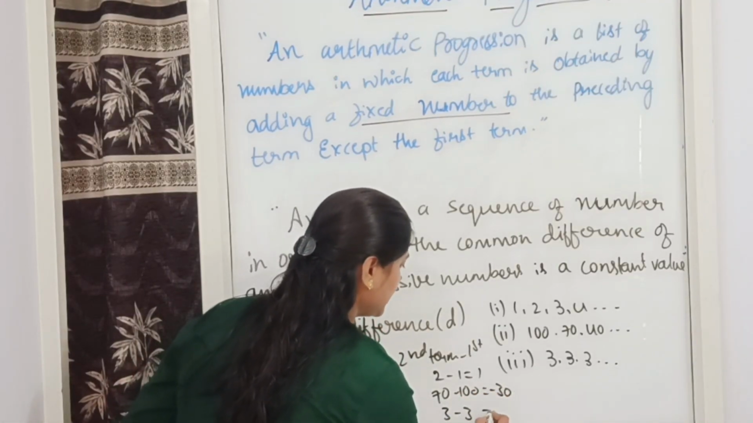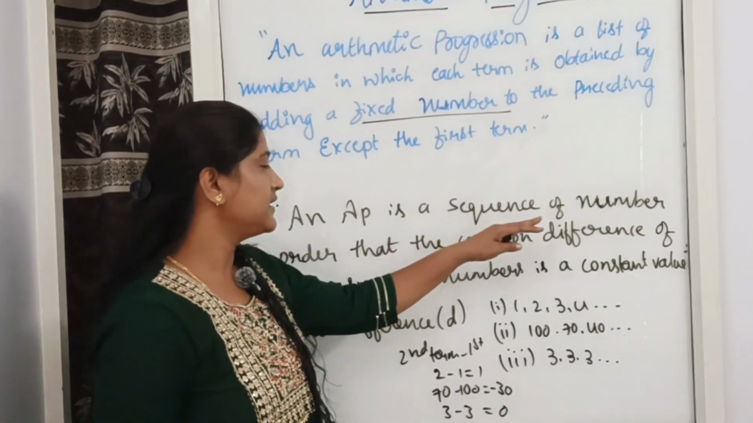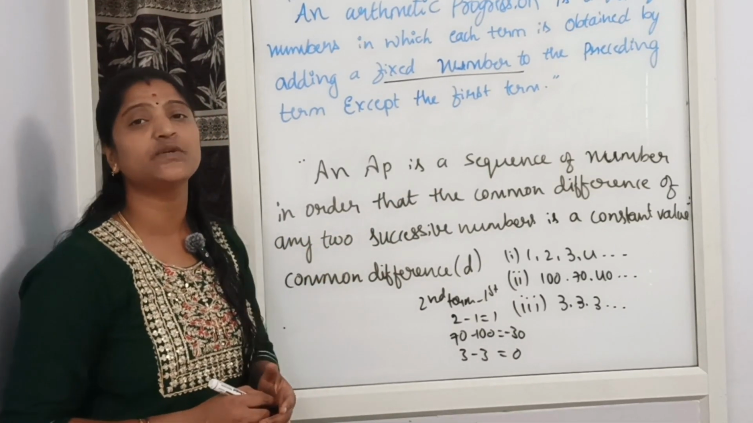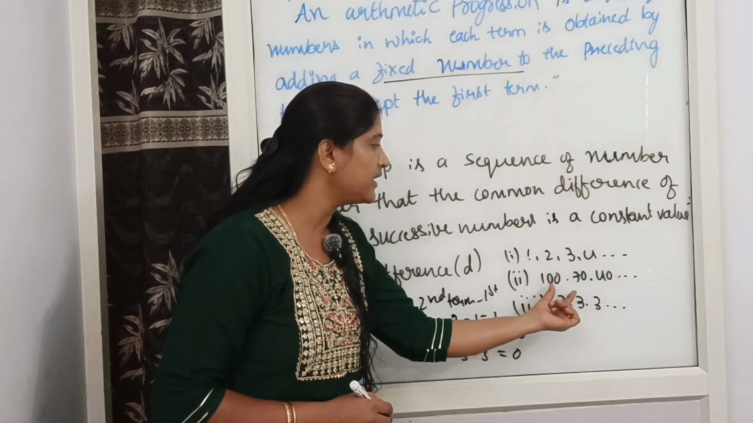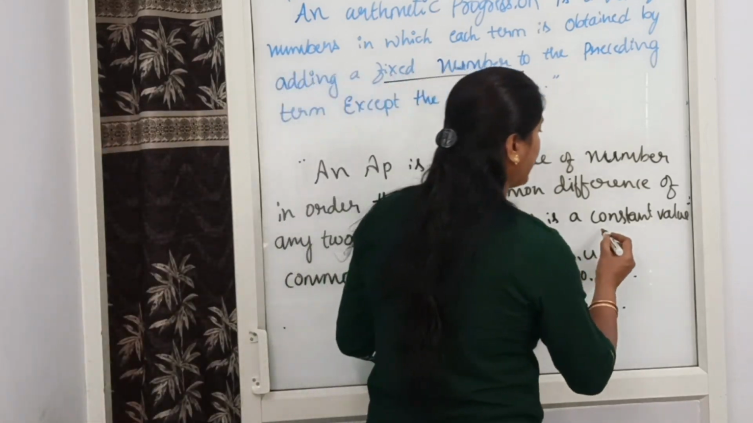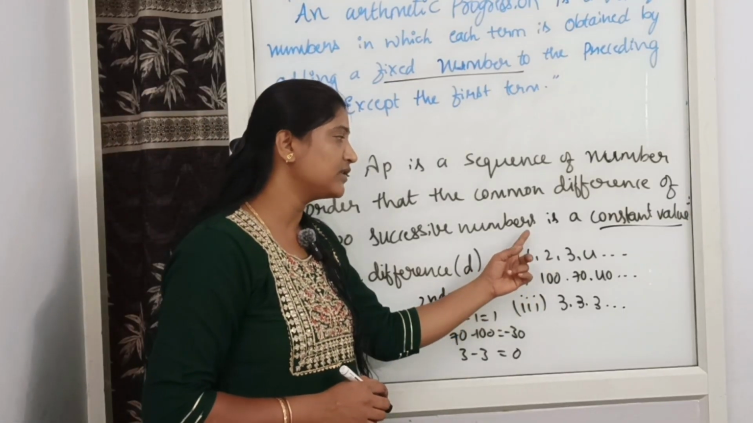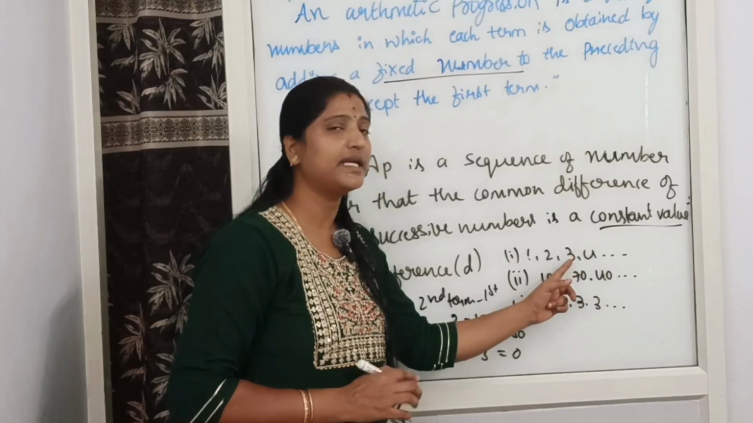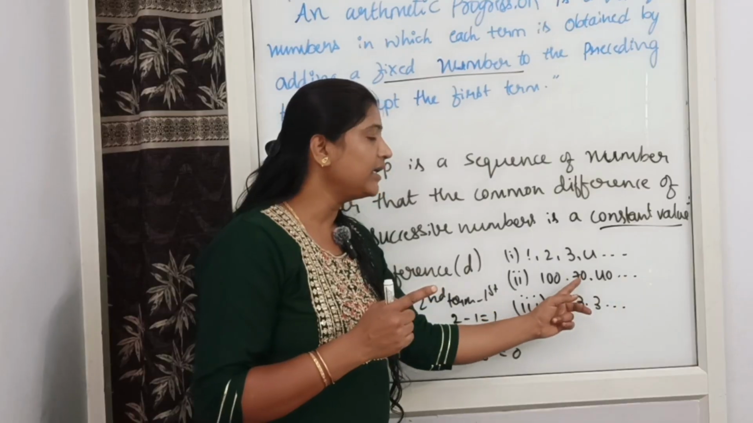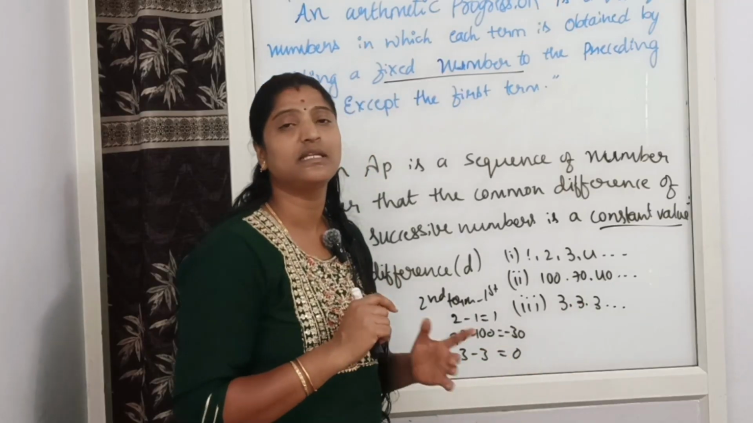And here, 3 minus 3, we are getting 0. So like this. An AP is a sequence of numbers in order that the common difference of any two successive numbers, you can consider any term, is a constant value. Constant means fixed. If you take 2 minus 1 also 1, 3 minus 2 also 1, 4 minus 3 also 1, 70 minus 100 also minus 30, 40 minus 70 also minus 30. 3 minus 3 also 0, 3 minus 3 also 0.